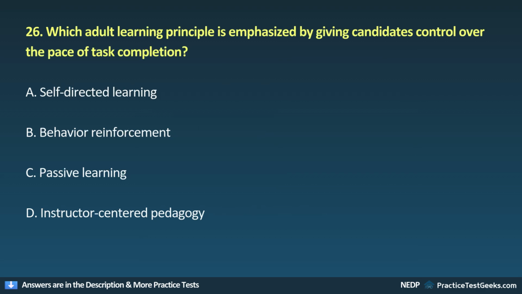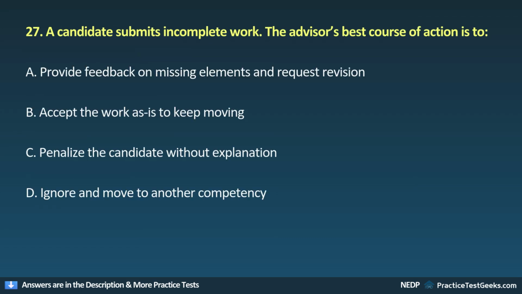26. Which adult learning principle is emphasized by giving candidates control over the pace of task completion? A. Self-directed learning. B. Behavior reinforcement. C. Passive learning. D. Instructor-centered pedagogy.